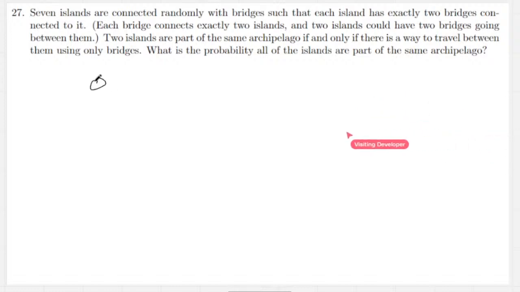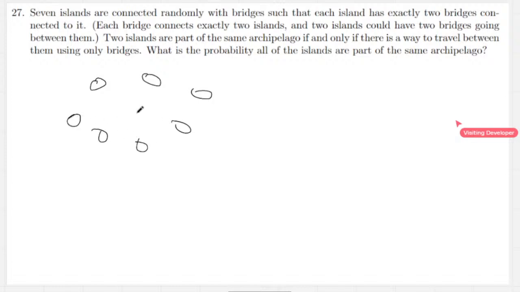So we have 7 islands that are floating around here. 1, 2, 3, 4, 5, 6, 7. And somehow these islands are connected, and each island has exactly 2 bridges coming out of it. No more, no less. And even more so, this is possible: you can have 2 bridges running between the same pair of islands.